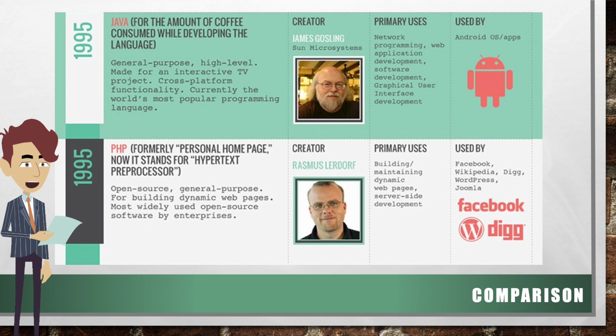It is used by Android OS applications. In the same year, PHP, formerly known as Personal Homepage, now stands for Hypertext Preprocessor. It is an open-source general-purpose programming language for building dynamic web pages, the most widely used open-source software by enterprises. Its creator is Rasmus Lerdorf. Primary uses are building and maintaining dynamic web pages and server-side development, used by Facebook, Wikipedia, Digg, WordPress, and Joomla.